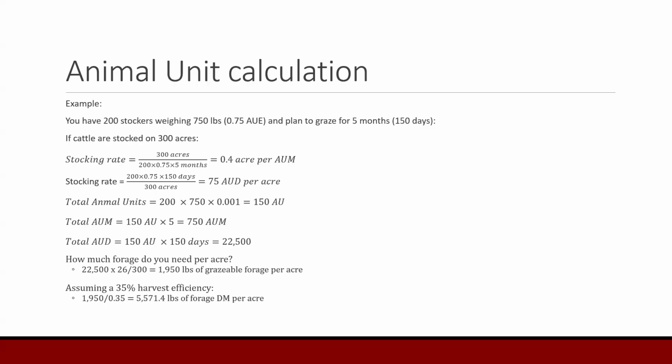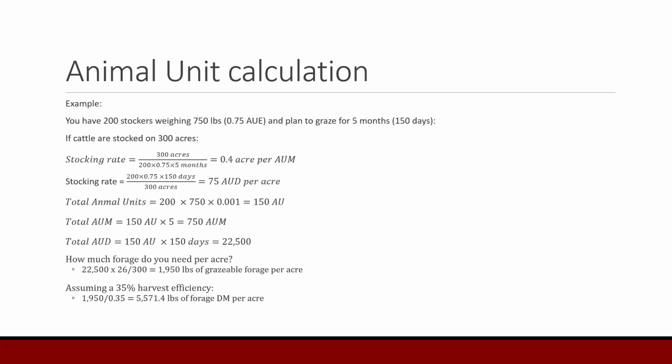Does that make sense? Okay. Total animal units, 200 head times 750 pounds times 0.001, or we can divide that by 1,000. Our total animal units is 150. Total animal unit months, 150 times 5, 750 animal unit months. Total animal unit days, 150 times 150, 22,500.